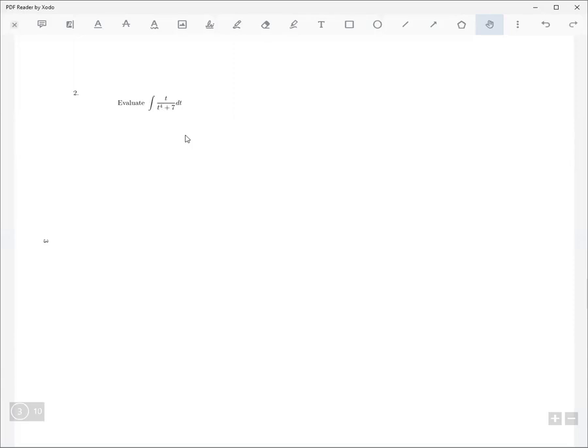This one, what you want to do is look for a substitution. And maybe it's not that clear. It's probably not that clear. But if I let u be t squared, then my du is going to be 2t dt. Okay, so this is a u-substitution. I'm not doing integration by parts.